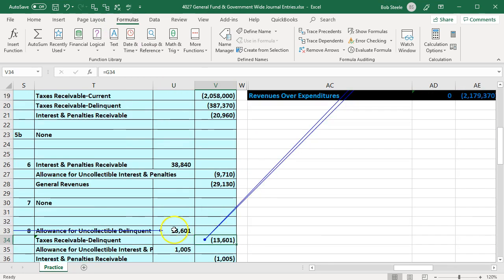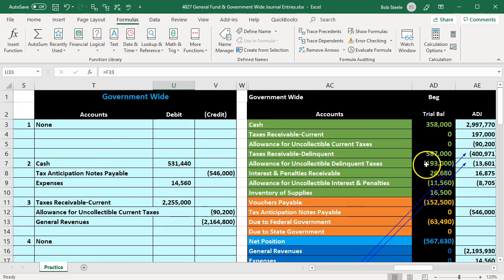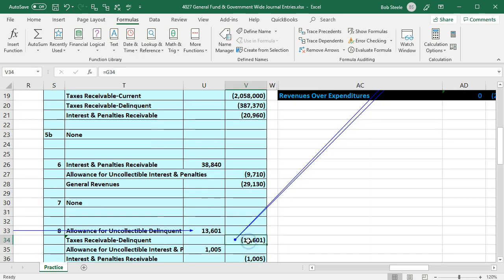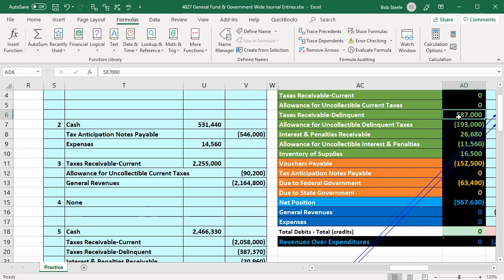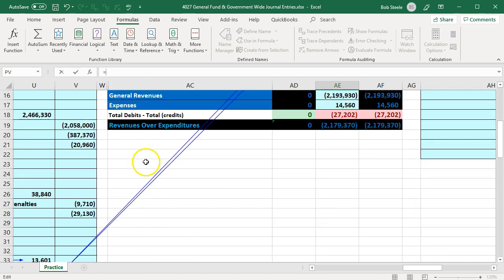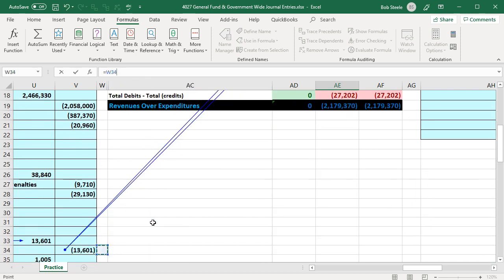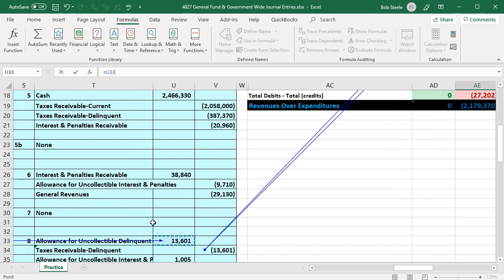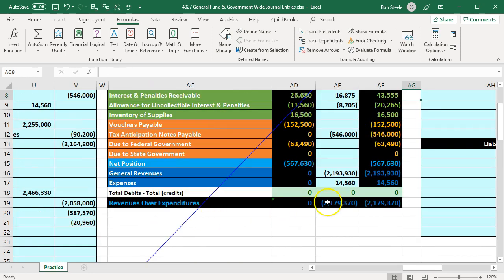So this first one should be going to the allowance. I took them both to the taxes receivable. So cell U33, I put this V34 in both accounts, so it should not be in the allowance account. So if I scroll back up and I take a look at the allowance account, we've got this V34 that shouldn't be there. What it should be is going to be this number, and that'll put us back in balance.